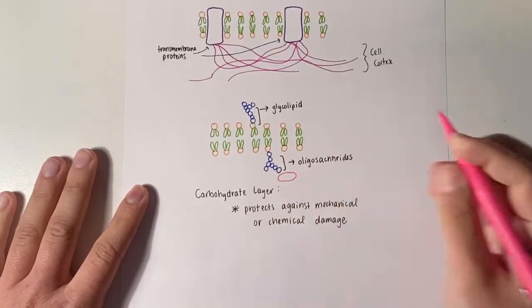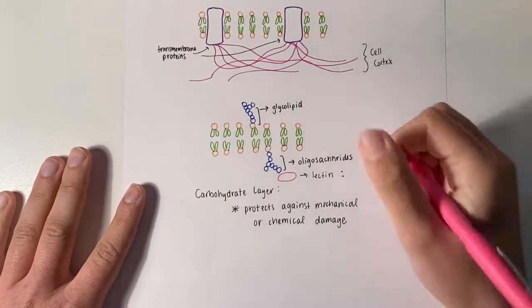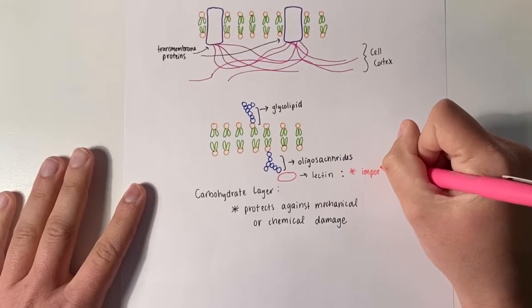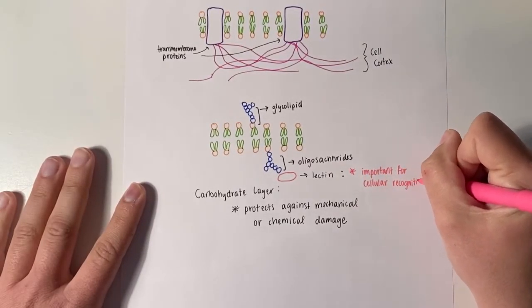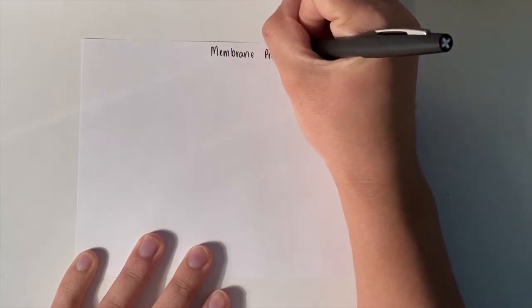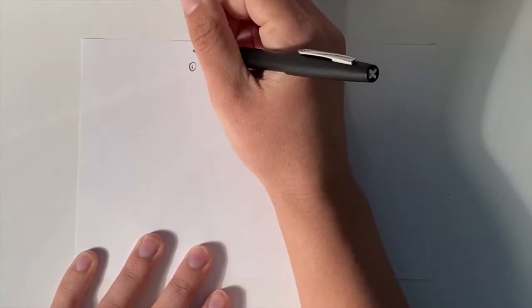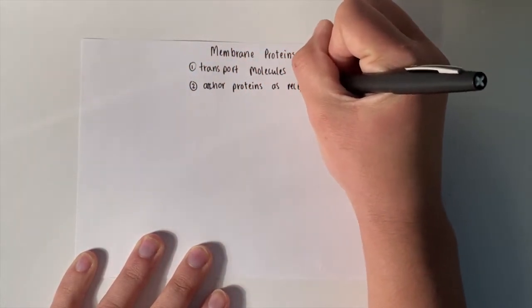Specialized proteins called lectins recognize and bind tightly to individual sugars on the lipids of this layer. This mechanism is important for cellular recognition and cell-to-cell adhesion. Membrane proteins have many different functions. A few of their functions are to transport molecules that would not normally be able to move across a membrane or anchor proteins as receptors.